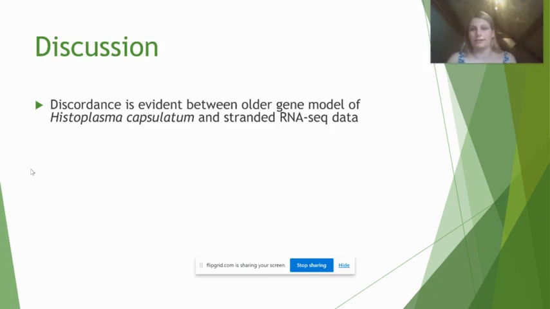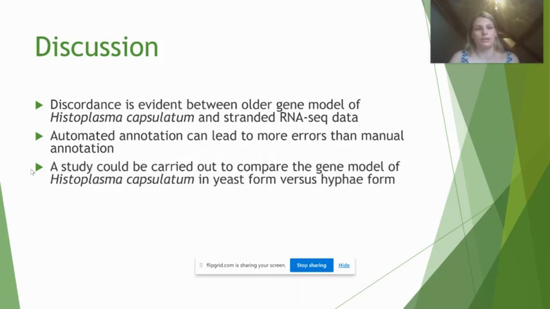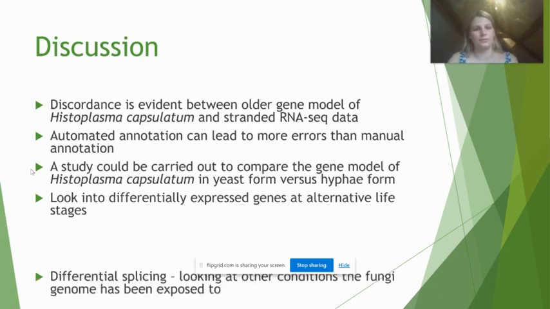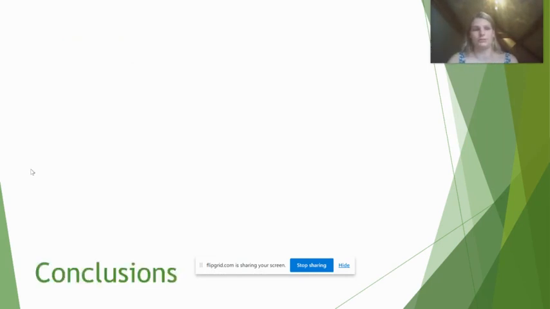RNA sequencing stranded data. As I said before, automated annotation can lead to more errors than manual annotation, so it's recommended to use manual annotation. So next you could carry out a study comparing Histoplasma capsulatum in yeast versus hyphae form, which could improve the gene model. You can also look at differentially expressed genes at different points in its life, as different genes are expressed throughout life. And differential splicing could be looked at, as differential splice sites occur in different conditions.